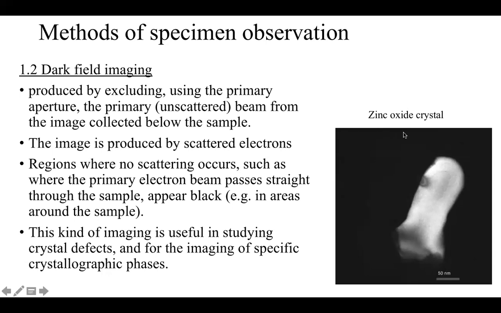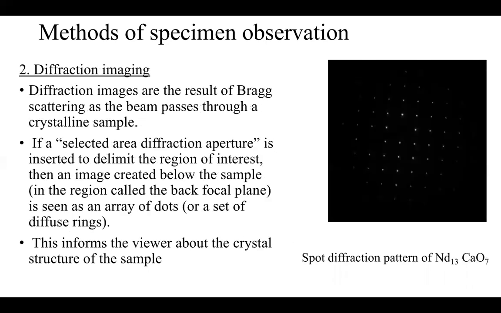Likewise, the areas around the sample. And this kind of imaging is useful in studying crystal defects and for the imaging of specific crystallographic phases. So you don't want unwanted unscattered electrons. All you want is to get an idea about the signals that are generated within the sample. So you remove all the unscattered electrons and get the relevant information like crystal defects and crystallographic phases.